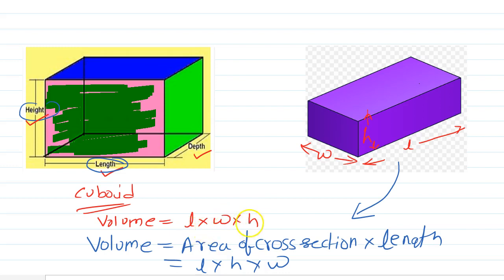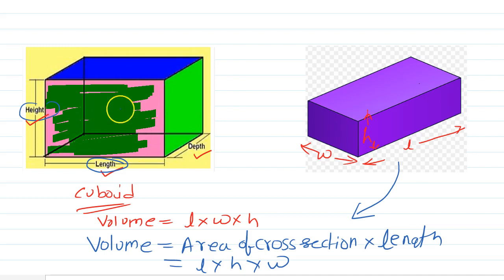So volume is length times width times height. If we need to calculate the area of cross section, then we'll see the front. So it is a rectangle, length times height. So we have written length times height and times W. And there are 6 faces.